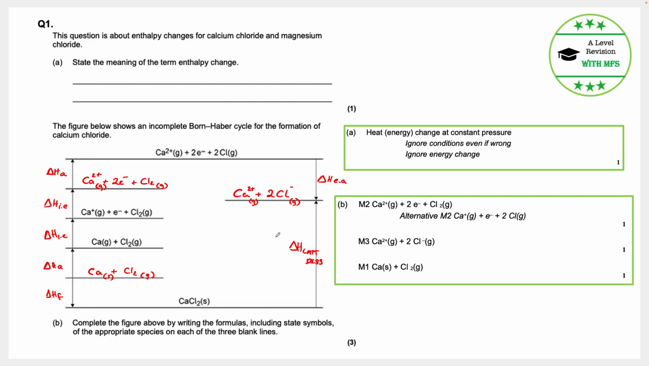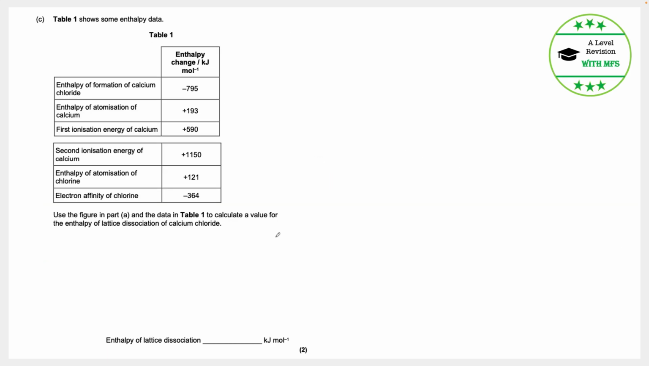If the arrow was going the other way, it would be the enthalpy change of lattice association. Anyways, moving to the next part of the question, it says use the figure in part A and the data in Table 1 to calculate a value for the enthalpy of lattice dissociation of calcium chloride.